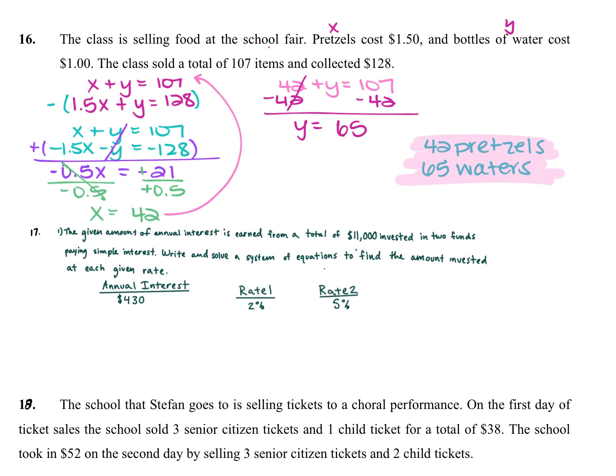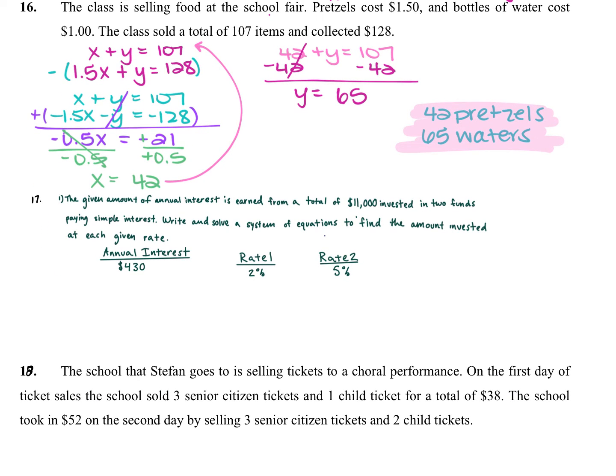For our next one, number 17, it tells us that the given amount of annual interest is earned from a total of $11,000 invested in two funds paying simple interest. Write and solve a system of equations to find the amount invested at each given rate. Our annual interest is $430. Your rate 1 is at 2%. Your rate 2 is at 5%.